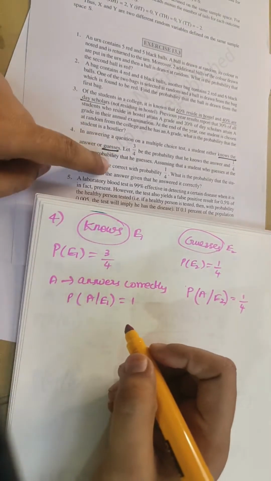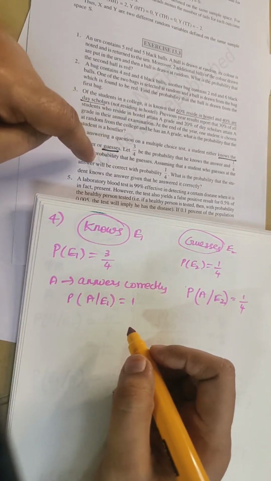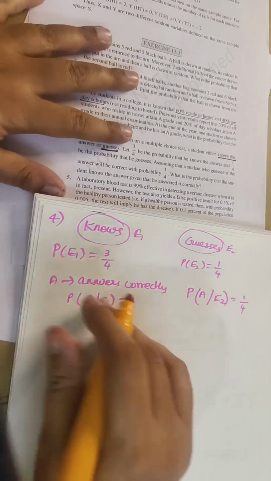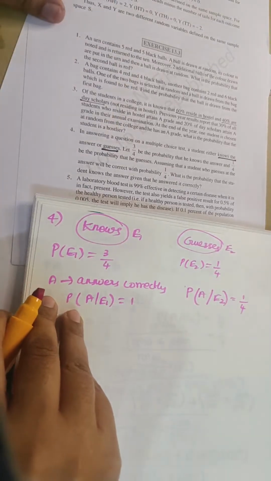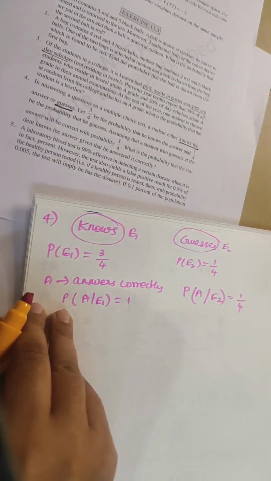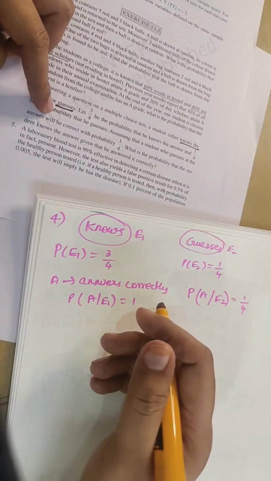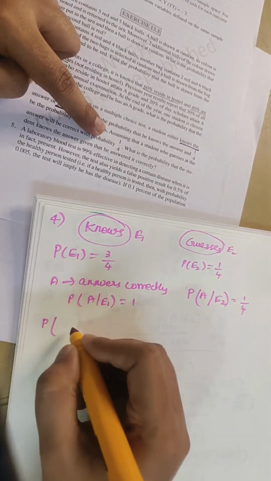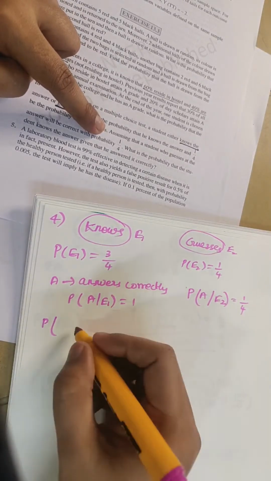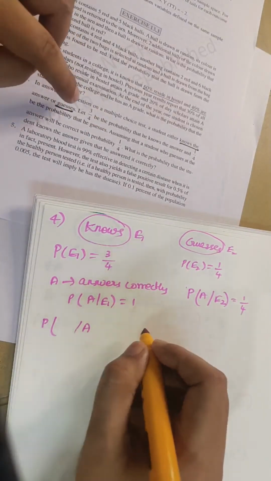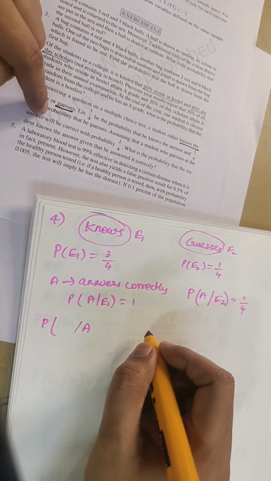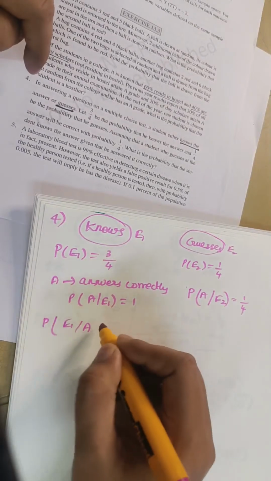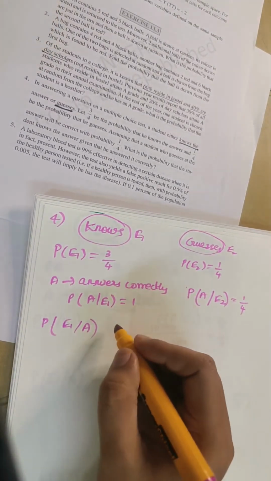Now what we have to find, assuming that a student who guesses the answer will be correct with probability 1 by 4, what is the probability that the student knows the answer given that he answered it correctly? Answers correctly is A, that is already occurred. What is the probability that the student knows the answer? So I should find P of E1 given A.